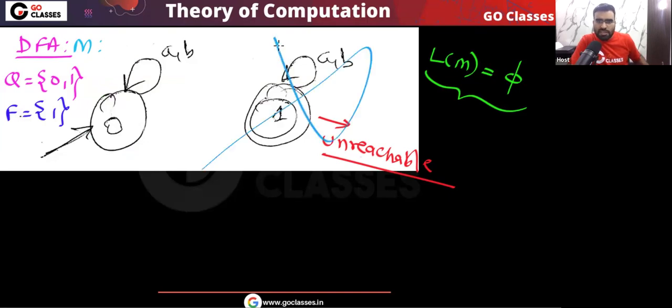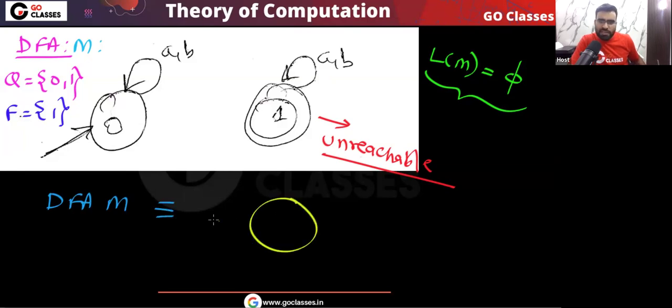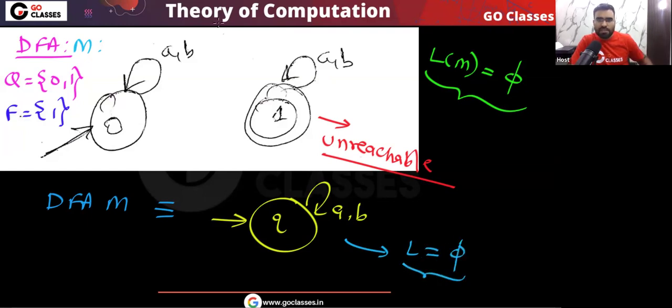Now you can notice this state is unreachable. So if I remove this state from the DFA, will the language change? The language will not change. Yes or no? So I can say that this DFA is equivalent to a new DFA I can create with a single state. You can see this is your new DFA with a single state. What is the language of this DFA? That is also phi, the empty language. No string is accepted. So very simple.